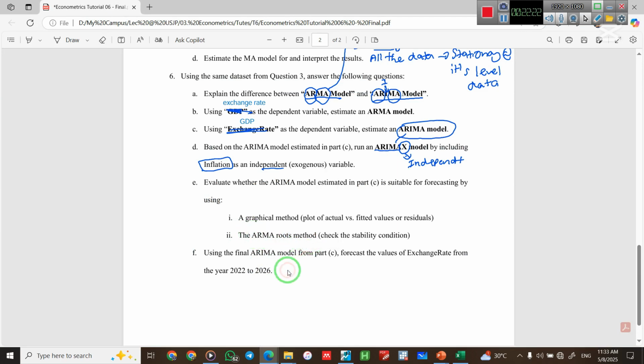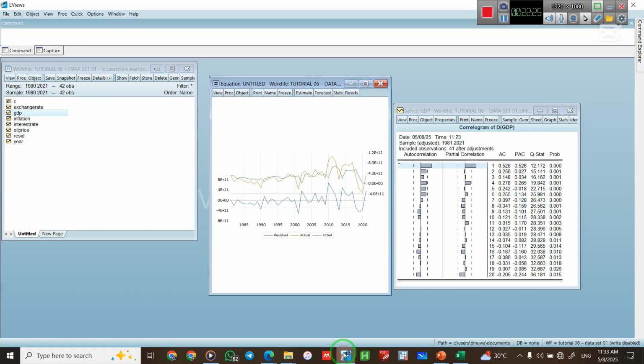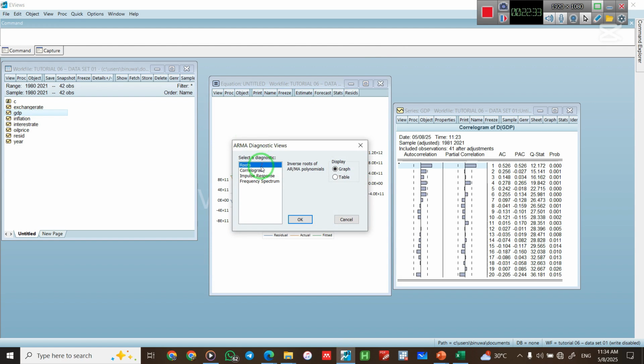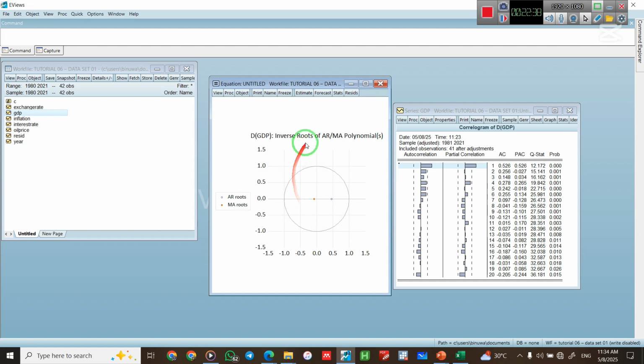To find the ARMA roots, go to EViews, go to View, ARMA Structure, and here select Roots and display it as a graph. Then you will come up with a graph like this. In this graph, the AR roots are represented by the blue dot and the MA roots by the orange dot.